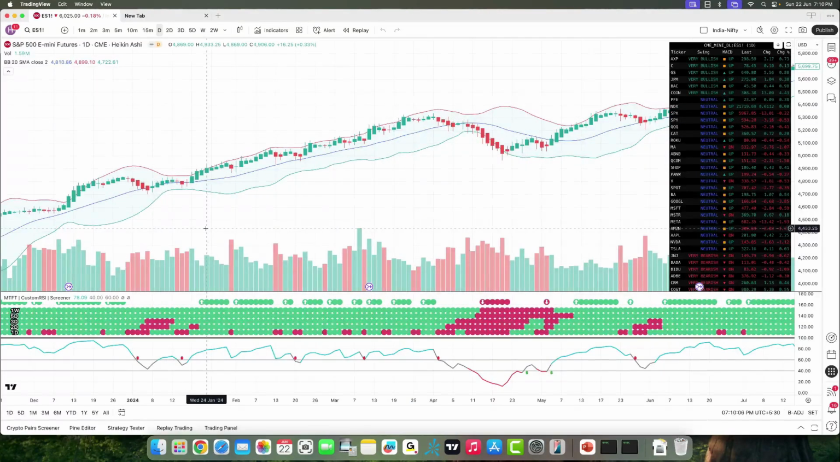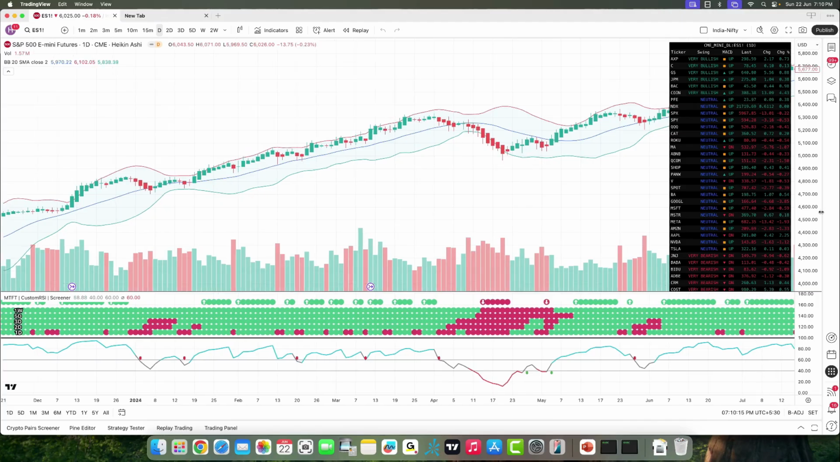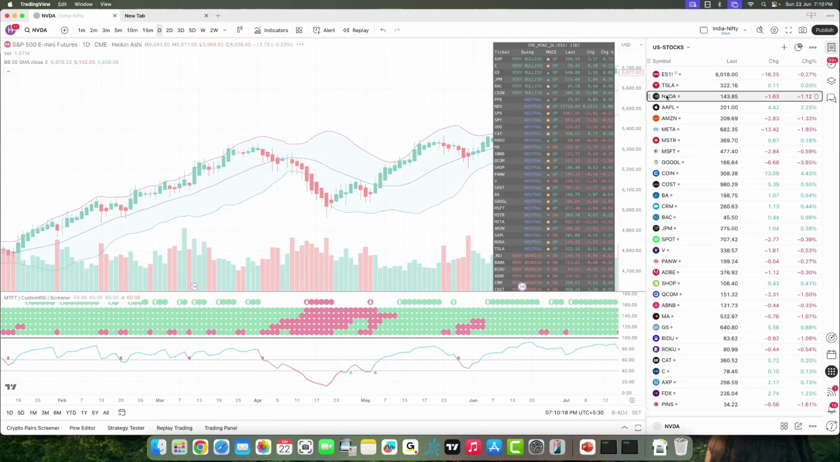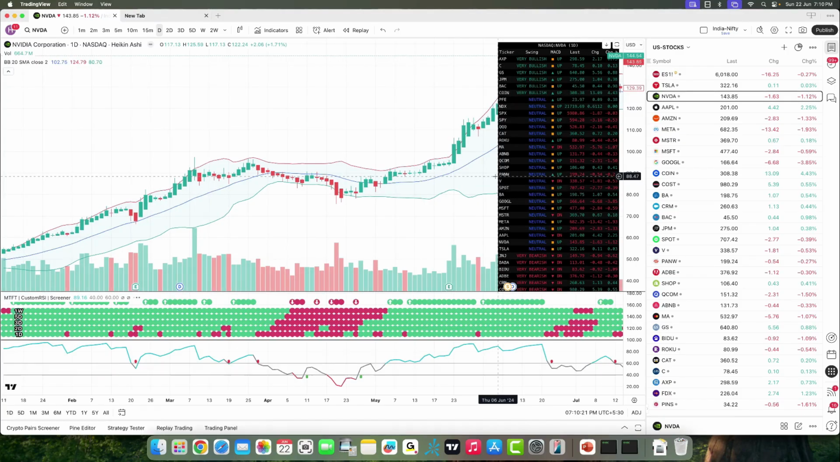So that's how you would use the MTFT and the custom RSI, and of course you can pick the stocks. You can have your separate watch list as well, and you can choose any stock from there. If you choose NVIDIA, it'll give you the charts for NVIDIA, and you can determine where you want to take the trade.